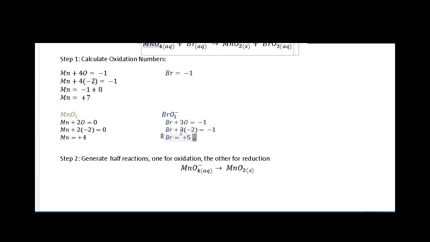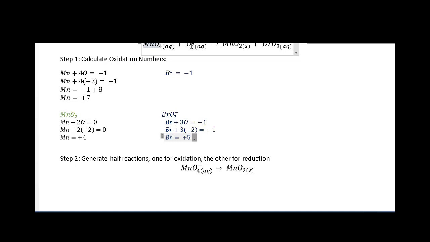So first thing is calculate the oxidation numbers. We have MnO4 minus going to MnO2. Oxygen will always be -2, so that's not a problem. It is Mn that we're concerning ourselves with. So Mn plus 4 oxygens, all of that has to equal -1. Manganese will have an oxidation number of +7 here. And on the product side, MnO2, we have Mn plus 2 oxygens going to 0. The total charge here is 0. And Mn will be +4. So we're going from +7 down to +4.